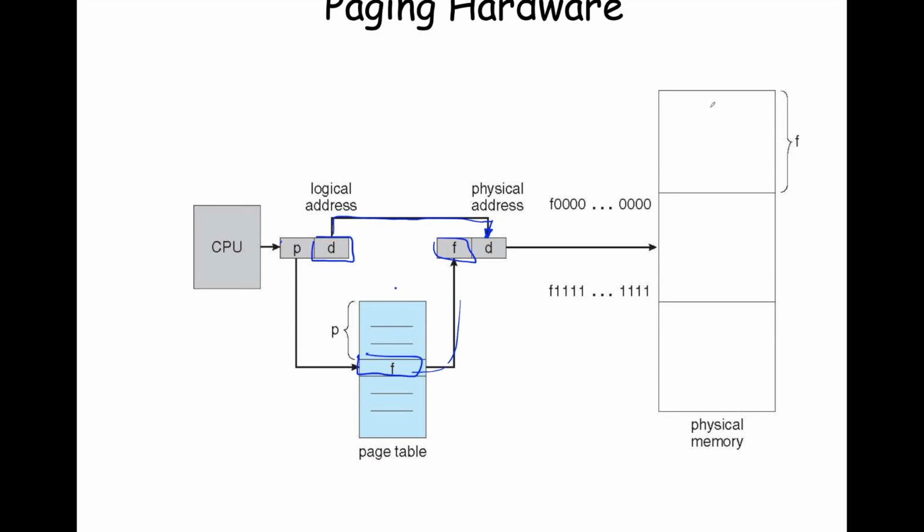And so the frame number says which frame. It's the first frame, the second frame, the third frame, or the F-th frame. And that's going to be the physical address, which is just the looked-up frame number where that page has been loaded, and the same offset. And that's your physical address.